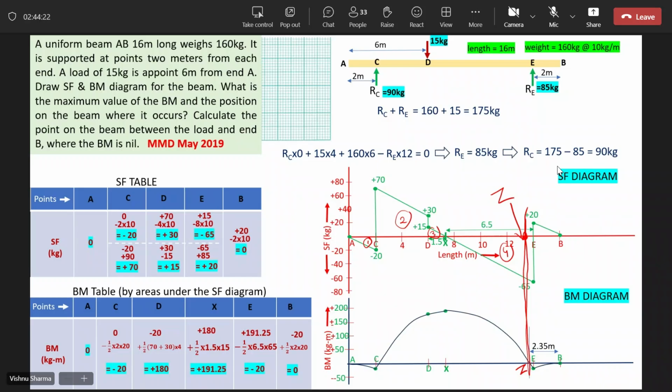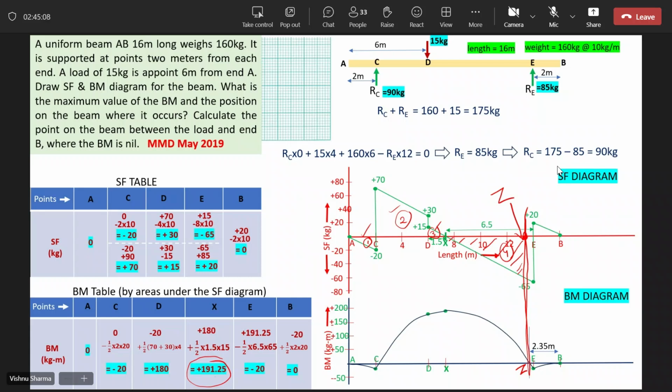Okay. In your table, you already have the BM at X. BM at X is plus 191.25. That means area 1 plus area 2 plus area 3 is plus 191.25. Am I right? Correct? But for BM to now become 0 at Z, this area which I'm shading should be equal to 191.25. Then only the BM will become 0 at Z. Am I right, guys? Yes or no?